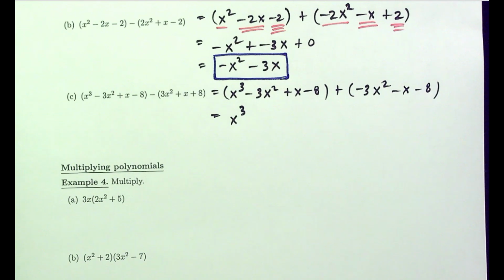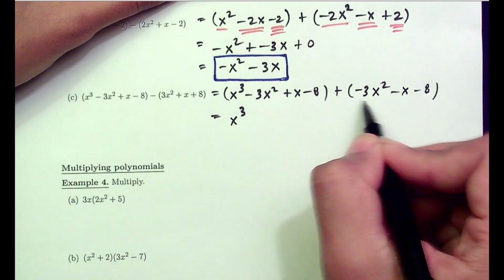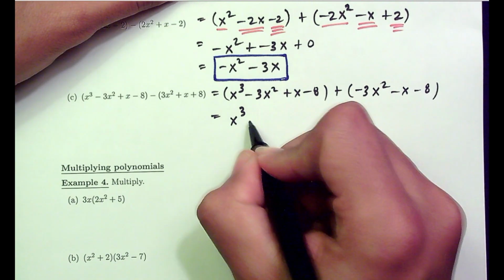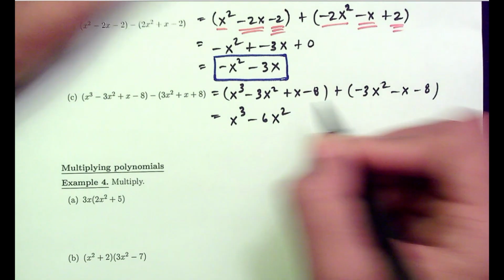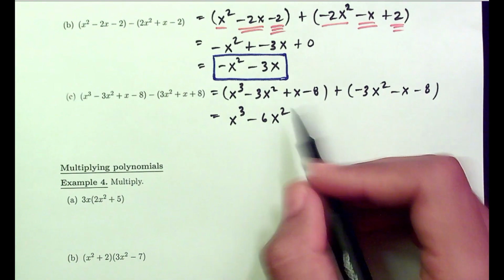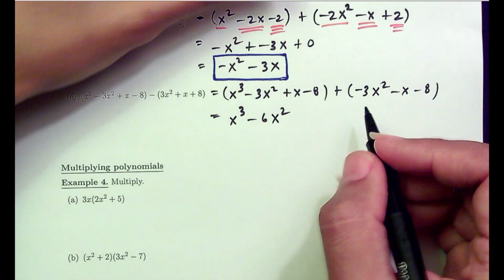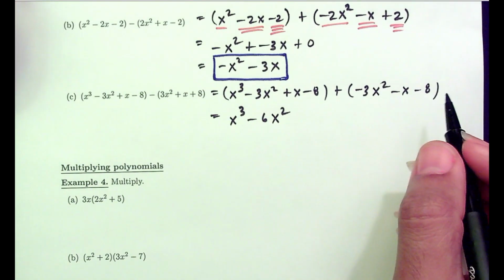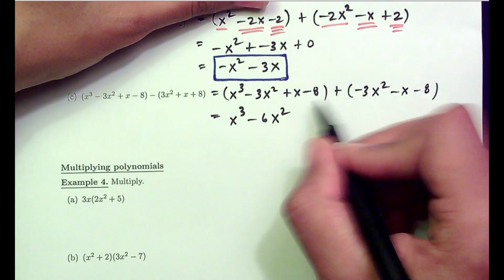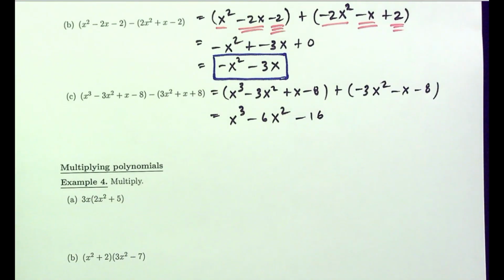Quadratic terms, quadratic means the terms that have a square as the exponent. So for quadratic terms, you have minus 3x squared and negative 3x squared. So negative 3 and negative 3 gives negative 6. So you could write plus negative 6x squared or just minus 6x squared. The linear terms, you have positive 1x and negative 1x. 1 and negative 1 gives you 0. So plus 0x, but don't write plus 0x. And then negative 8 and negative 8, that's negative 16. Okay, that's it.